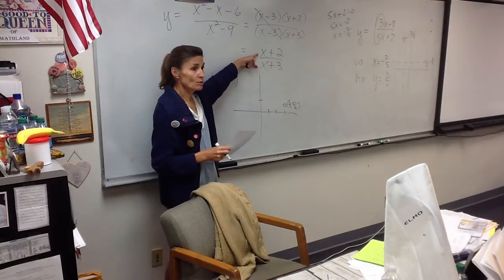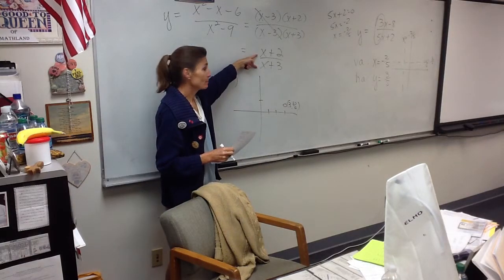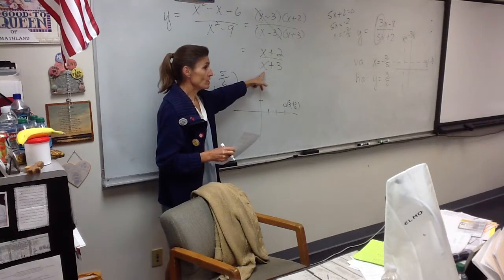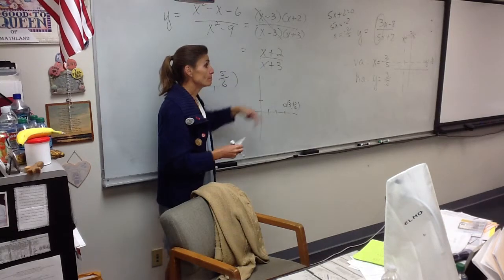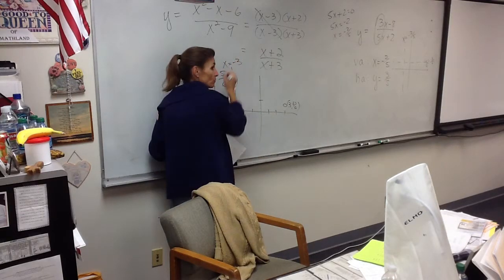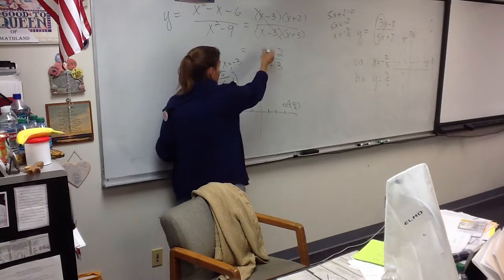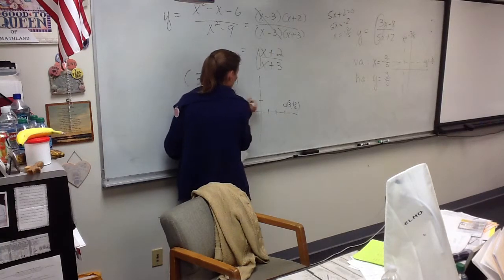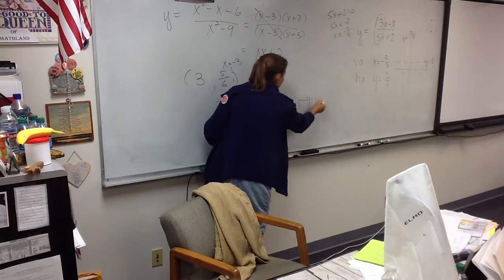Where would our asymptotes be in this problem? Where would our vertical asymptote be? Vertical would be at x equals -3. Horizontal would be at y equals 1.